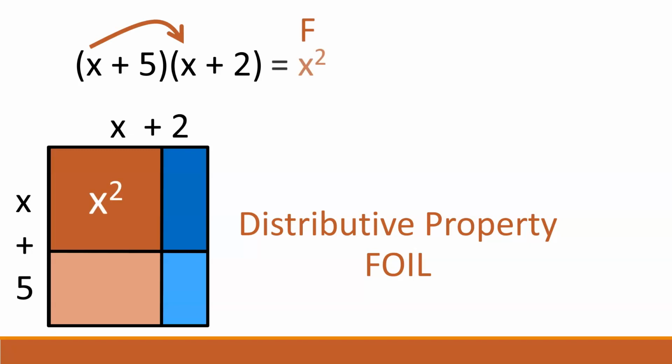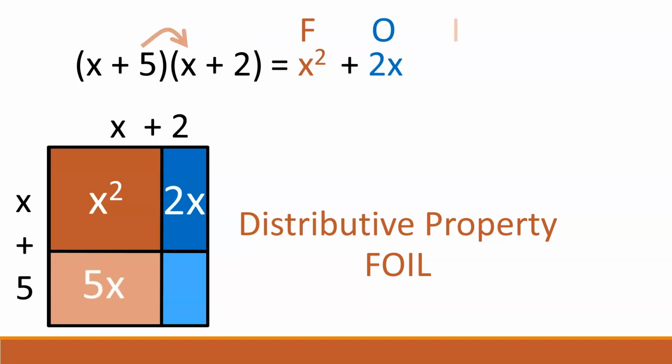We'll start by multiplying the first terms in each binomial. So x times x is x squared. Then we multiply the outer terms. X times 2 is 2x. The inner terms, 5 times x, gives us 5x. And finally, multiplying the last terms in the binomials, 5 times 2, gives us 10.